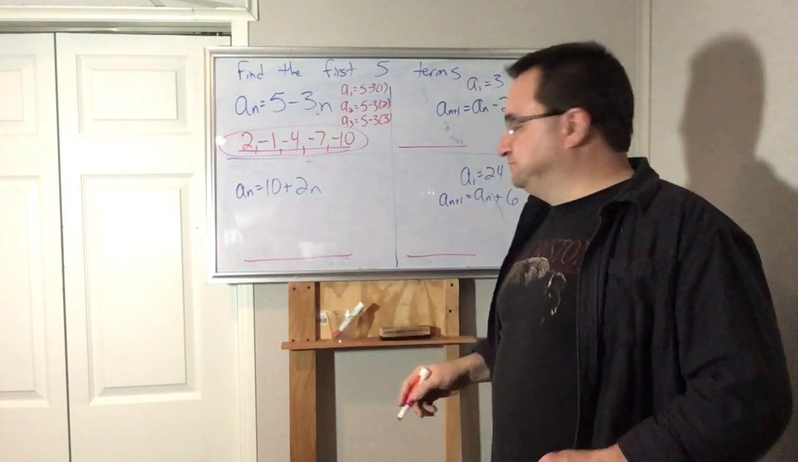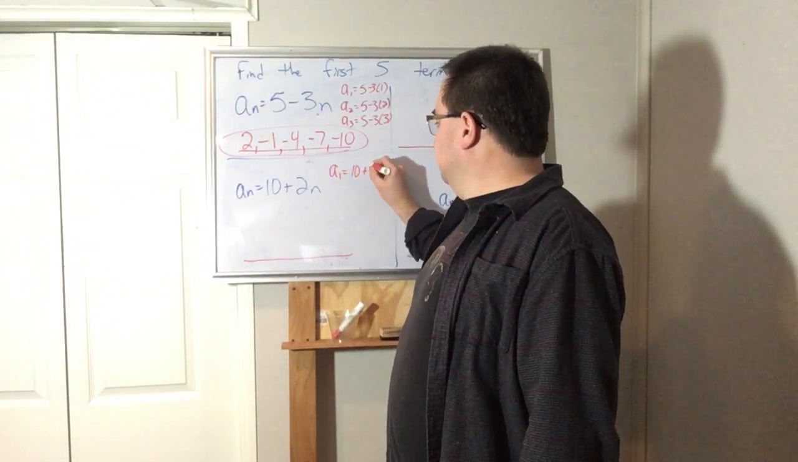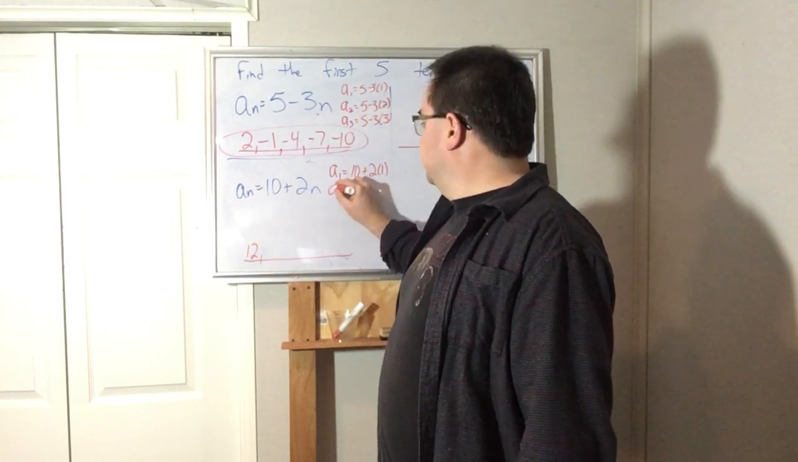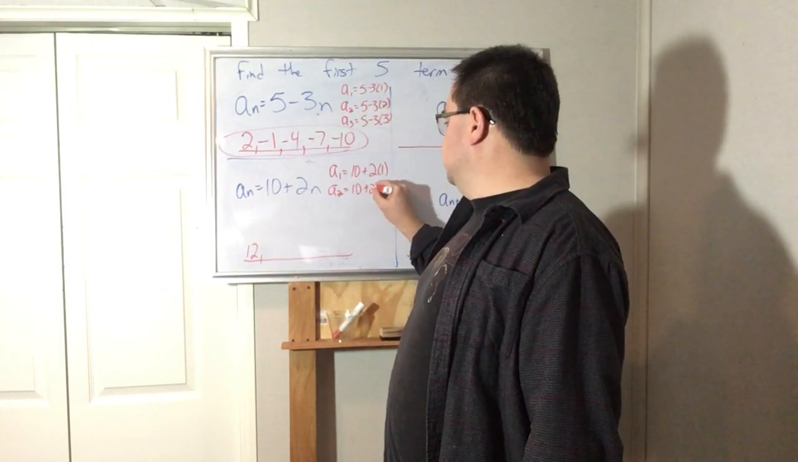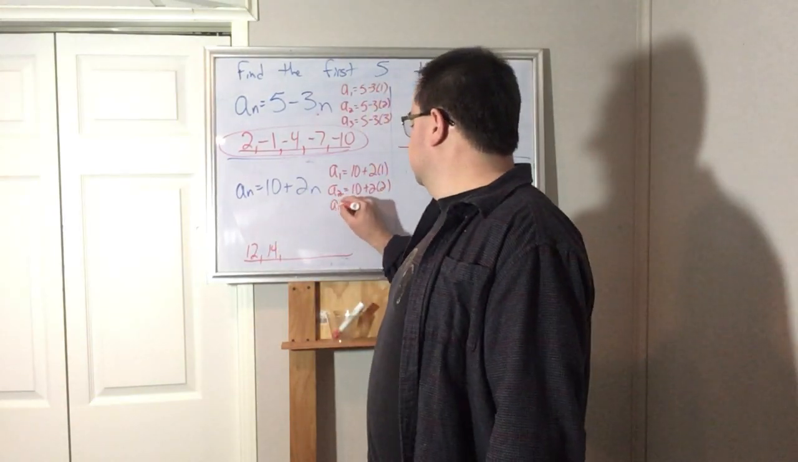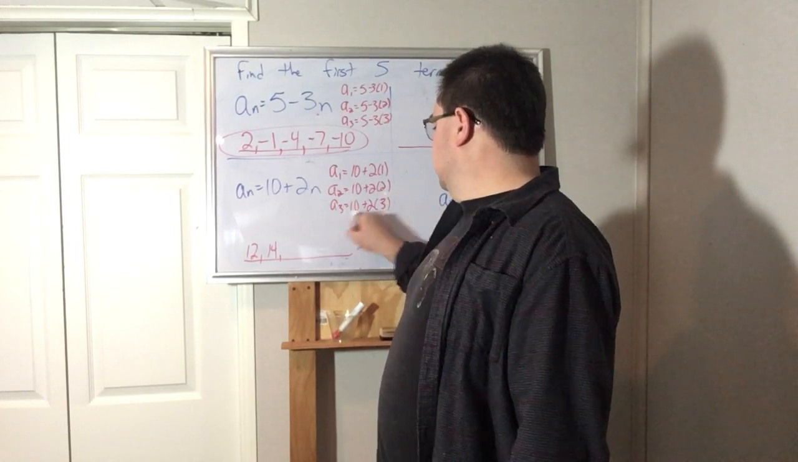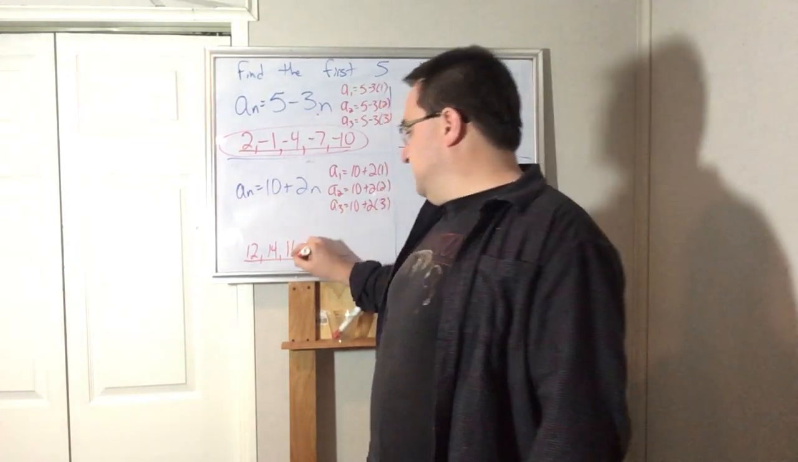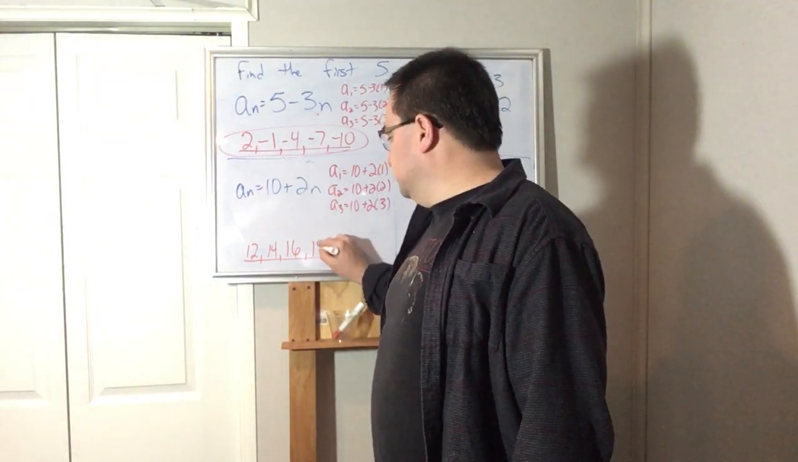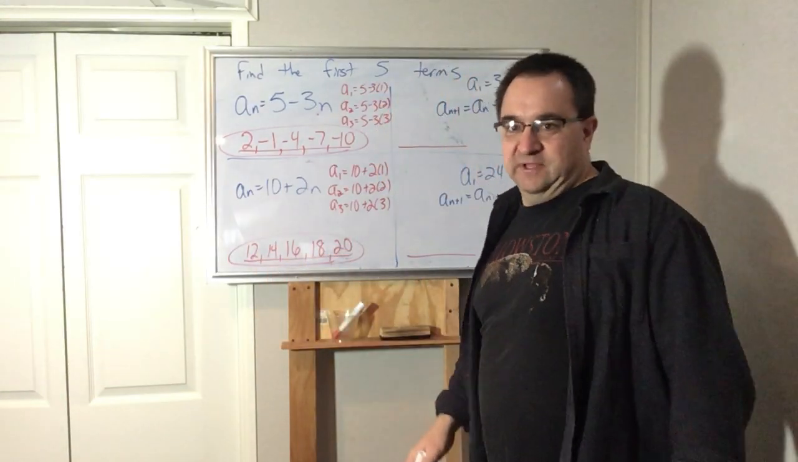Let's go again. The first term would be 10 plus 2 times 1. That's 12. The second term would be 10 plus 2 times 2, 14. The third term is 10 plus 2 times 3. Those have to match. That's 16. Yep. So I'm adding 2 every time. Not an accident. So I think the next ones will be 18 and 20. Once you see what the pattern is, you can just fill them in.